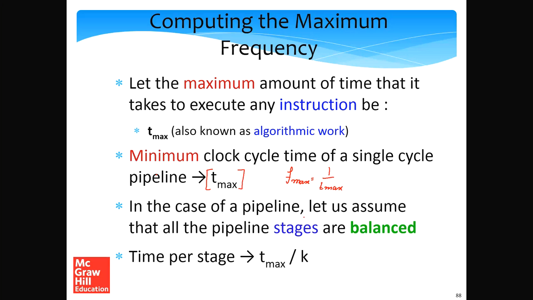In the case of a pipeline, let us assume that all the pipeline stages are balanced, which means that they do the same amount of work. It takes the same amount of time to flow through them. So the total time it takes for an instruction to finish its execution is Tmax. If there are k pipeline stages, the time per stage will be Tmax divided by k.